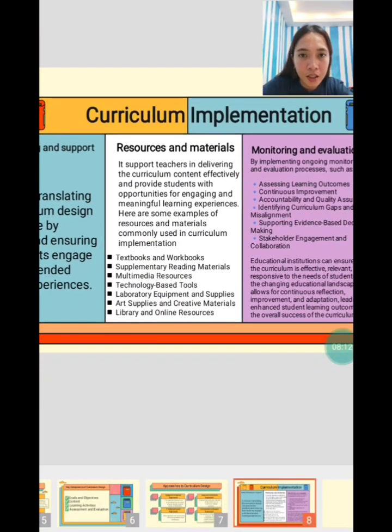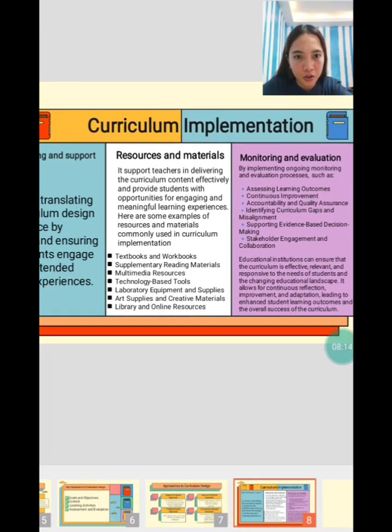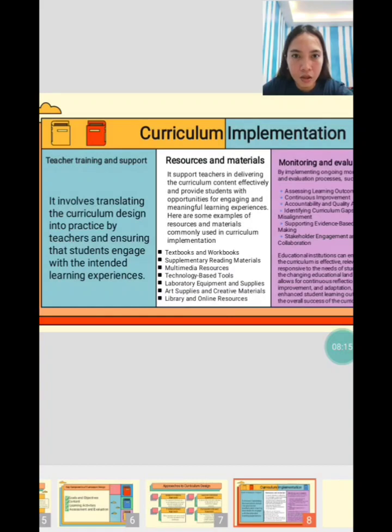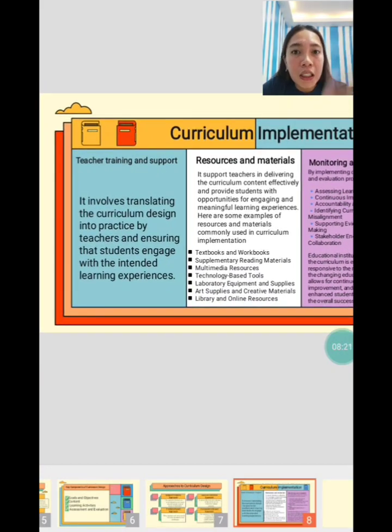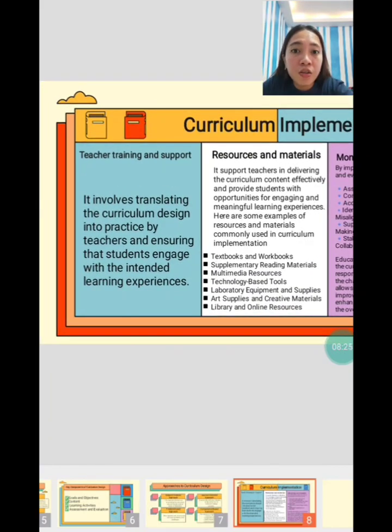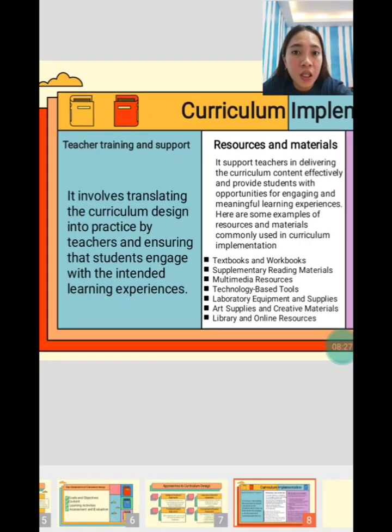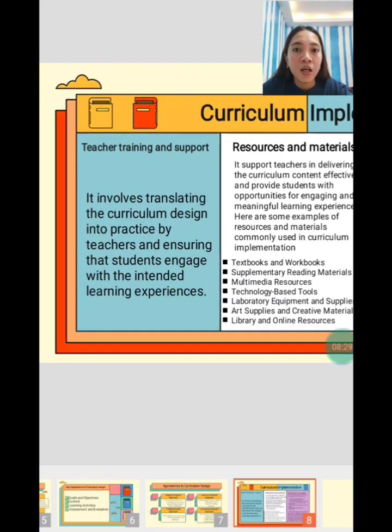So next is the curriculum implementation. First is the teacher training and support. So, teacher training and support involves translating the curriculum design into practice by teachers and ensuring that the students engage with the intended learning experiences.